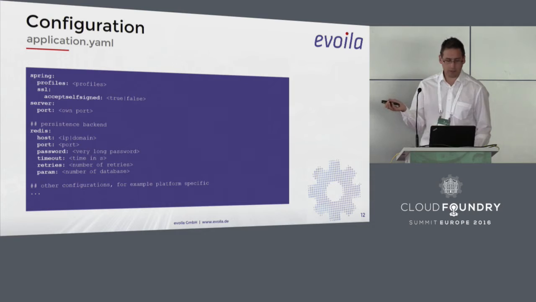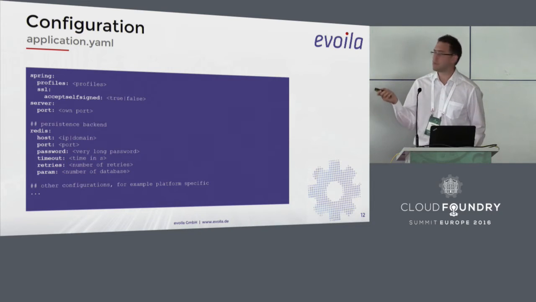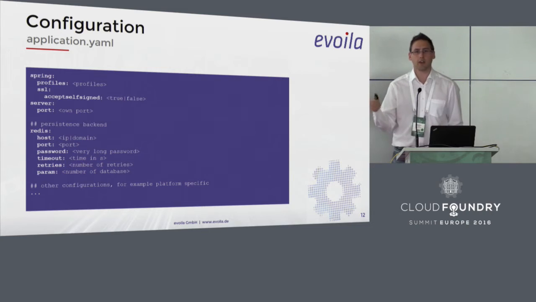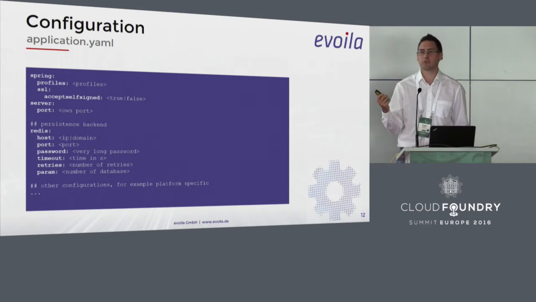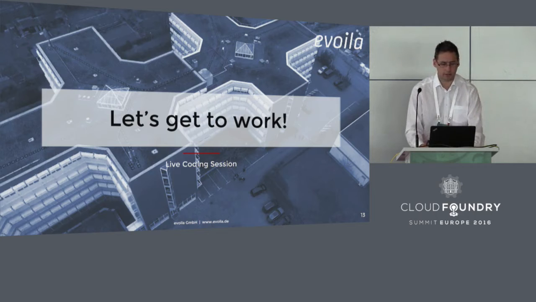Also, the configuration of the application can be made very easily through your application YAML file, because it's Spring Boot. You can define several profiles for different kinds of deployments, and edit, for example, the persistence part easily. And the best thing is, since it's Spring Boot, it can use Spring Cloud, so you can also shift this to your Spring Cloud config server, getting the config information from a remote site like a Git repository. So that's the first part of the talk.